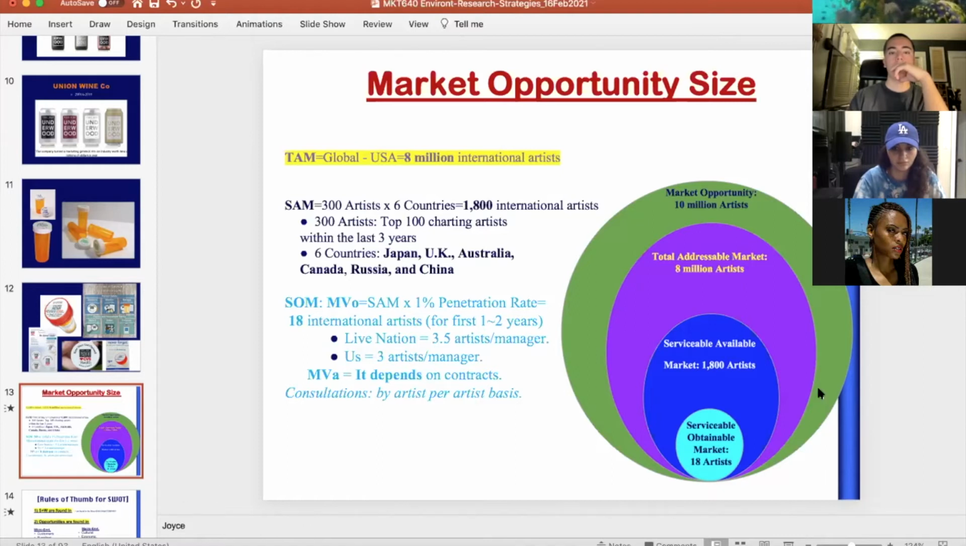Anyone has any questions? So when you look at the presentation, there is always a discussion on this penetration rate. So see if you can bring it up. What these past students have thought in terms of their penetration rate and how they explain the penetration rate.